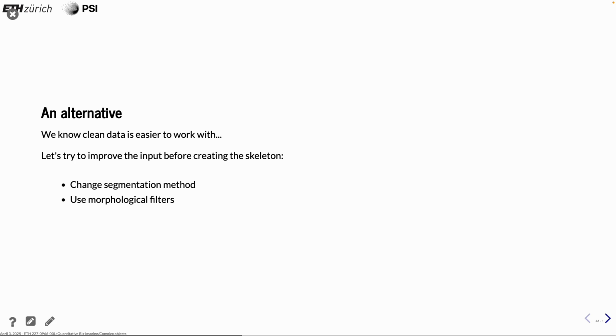So we saw that this skeleton was actually pretty messy. If you need to do a lot of skeleton pruning, then maybe you should look at something else. So maybe you should segment differently, maybe apply more morphological filters before you start computing the skeleton, so you can get rid of all these small jitter points along the edge of the structure.